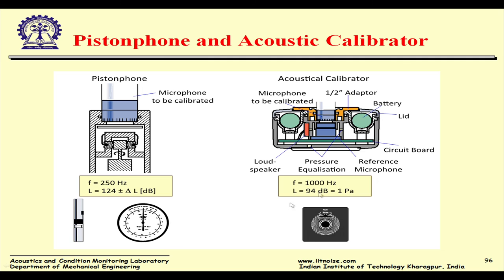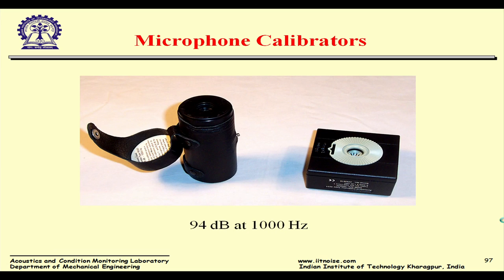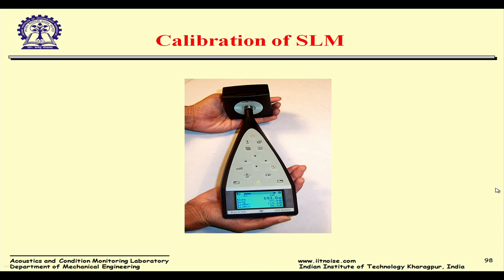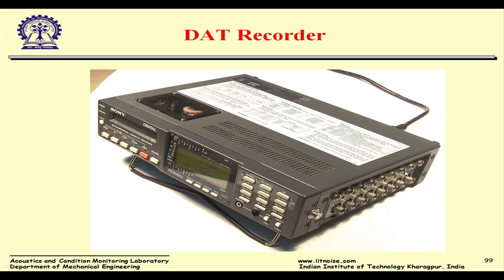And of course, we need a calibrator, which is a piston phone type or an acoustic calibrator, which gives a known value of 94 dB at 1000 hertz or 124 dB at 250 hertz, which we need to use. These are some views of these microphone calibrators and a calibration being done on a sound level meter.